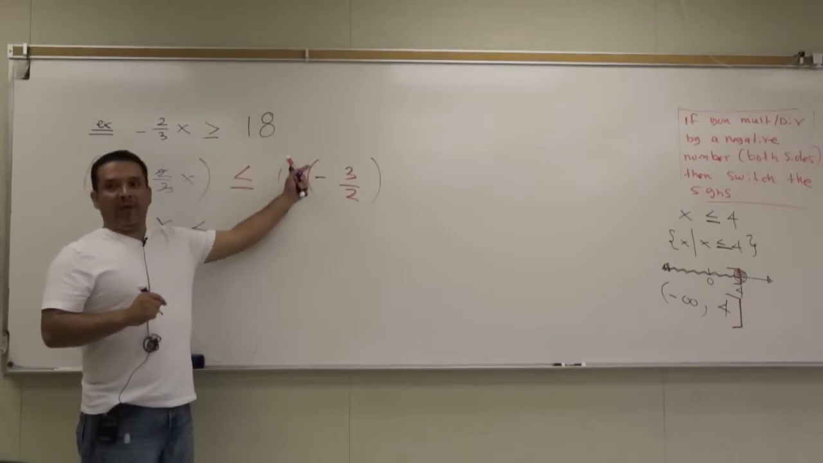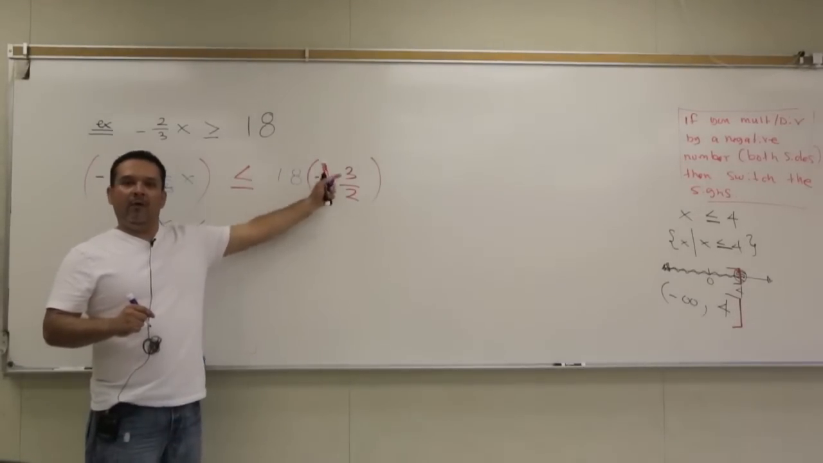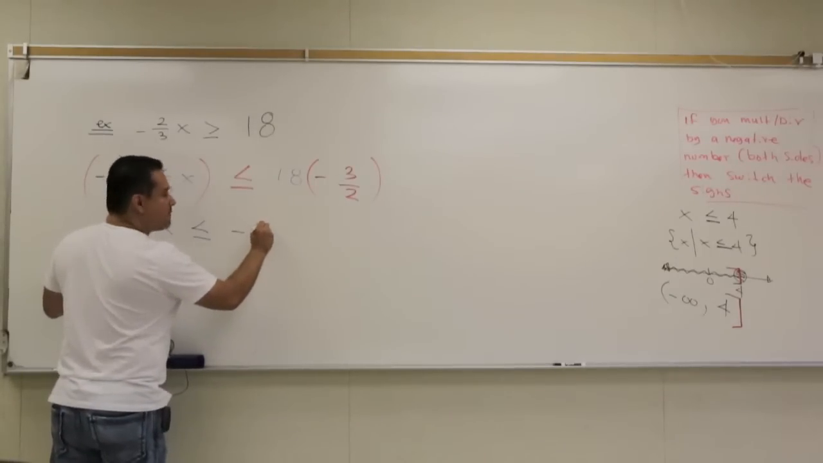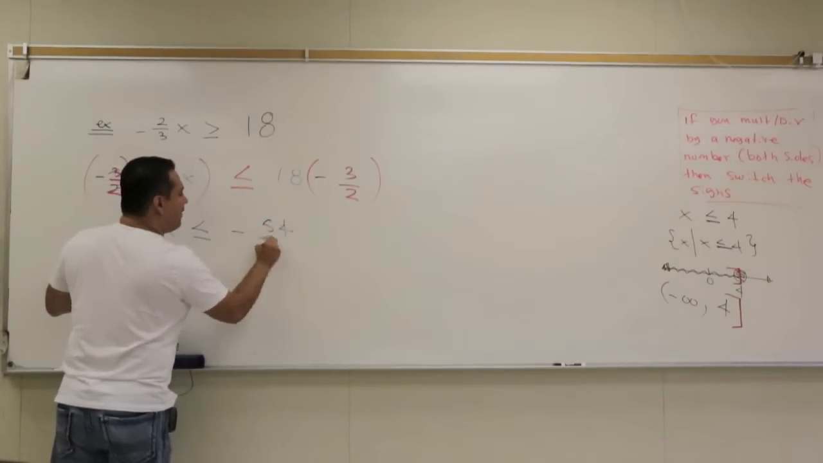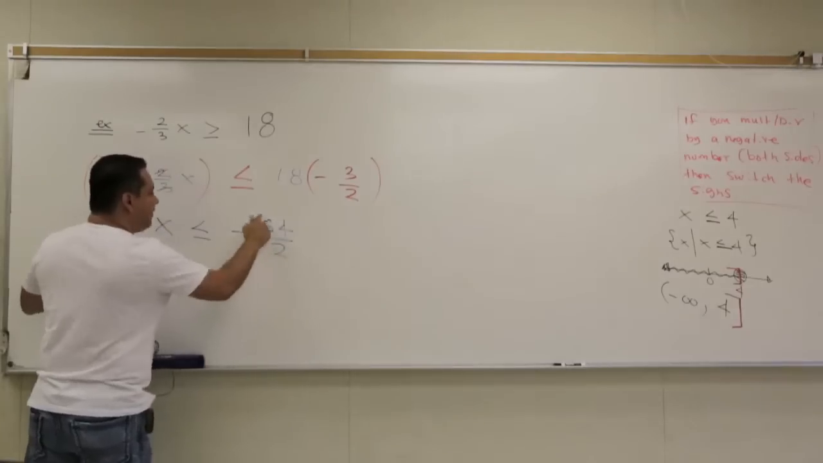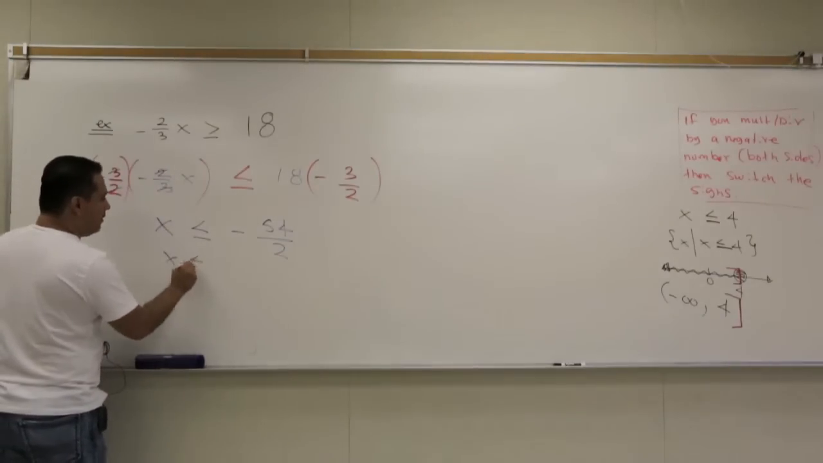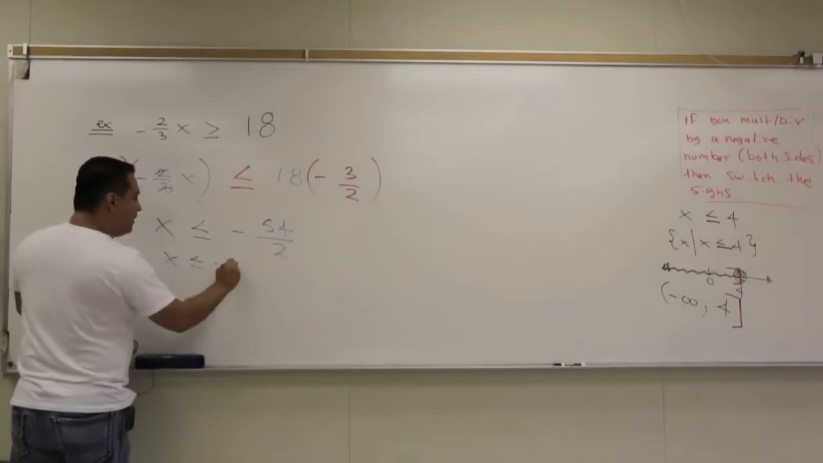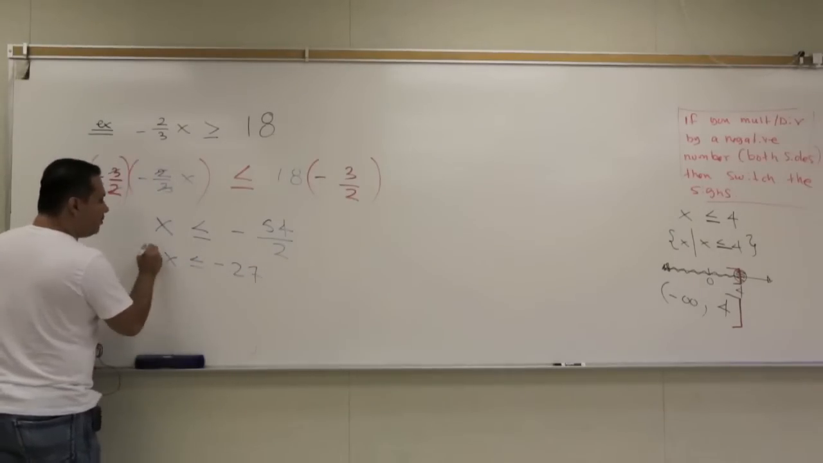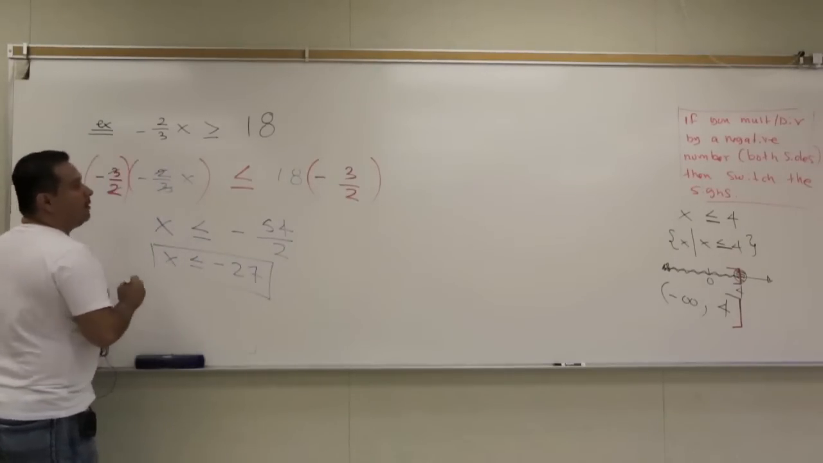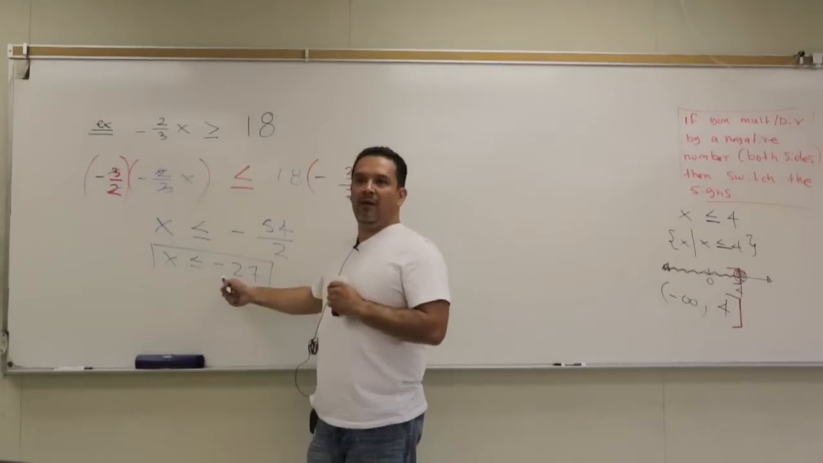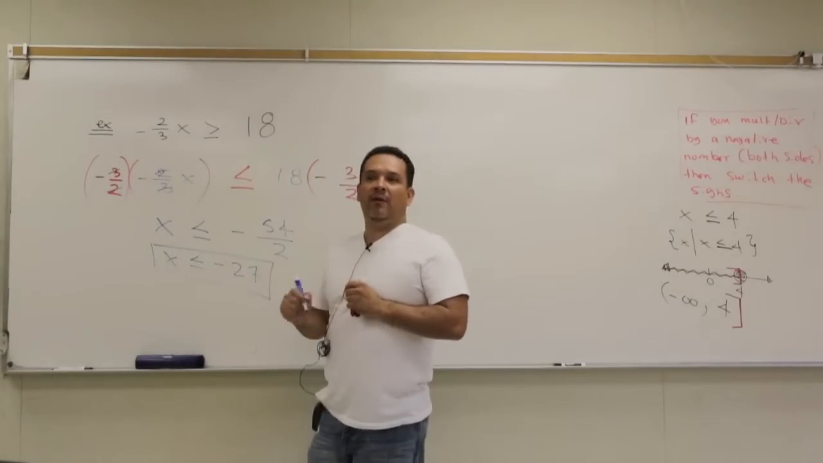What's 18 multiplied to? 3 or 2? 3. What's 18 times 3? 54. Good. 54 divided by what number? 2. What's 54 divided by 2? The sign is negative. 27. Good. Here's your solution. Okay. X less than or equal to what? Negative 27. Good.